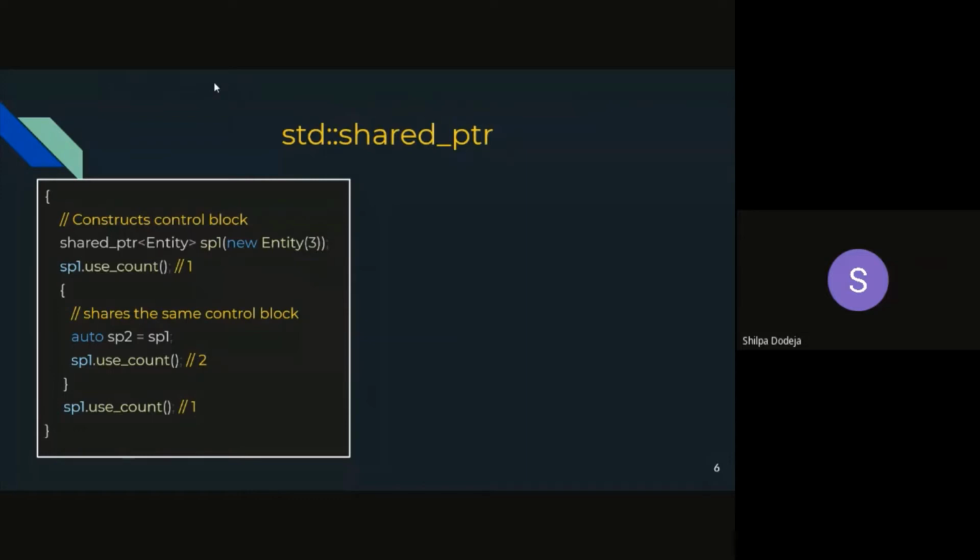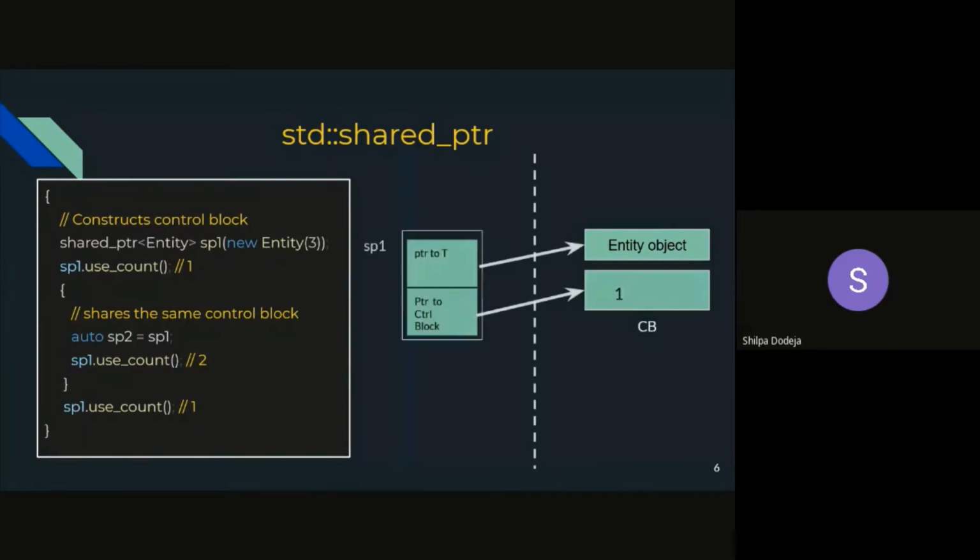The shared pointer, or unique pointer for that matter, won't allocate the resource for you. They will only manage it for you. So here I have the entity object which I have allocated, and then I am asking my shared pointer sp1 to manage this object. So basically I am passing the address of this newly created entity object to sp1.